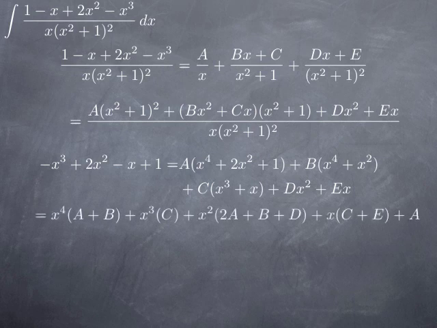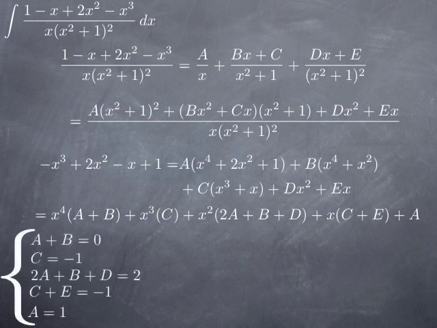So if I do that, the coefficient of x⁴ is A + B. We have only one term in x³, it's Cx³, and for x² we have 2A, B, and D. As for x, we have Cx and Ex, and the only constant term is A multiplied by 1. If now we identify the coefficients of corresponding degree, we see that A + B should be 0, C should be −1, 2A + B + D should be 2, C + E should be −1, and A should be 1. So these are the conditions.